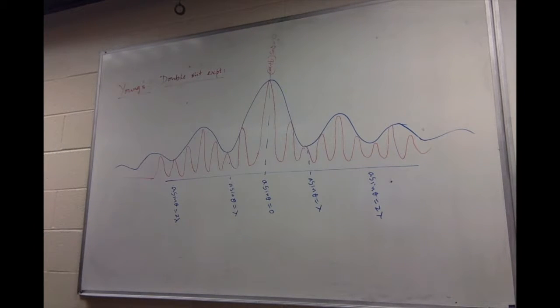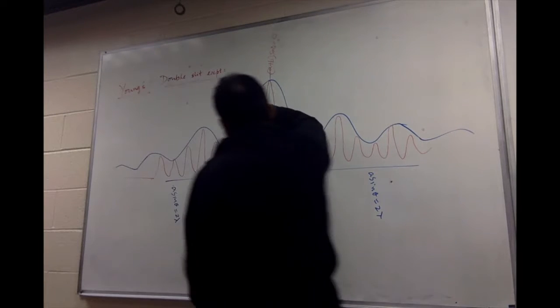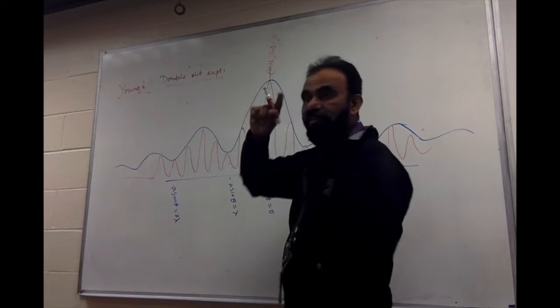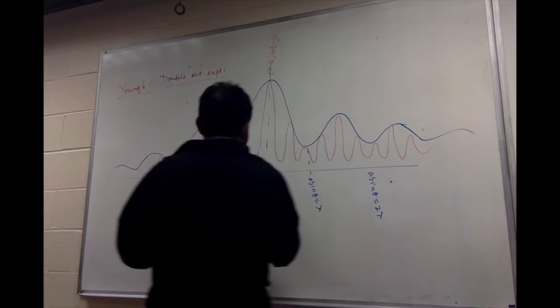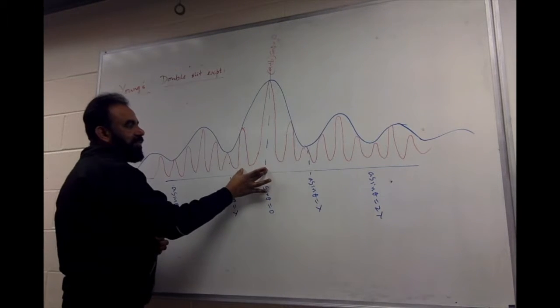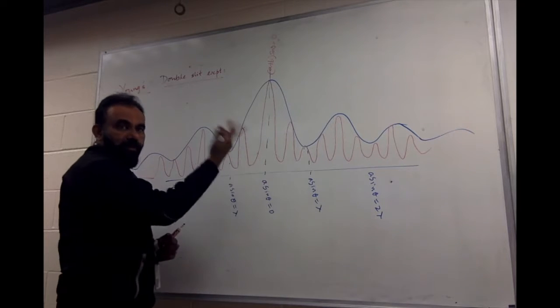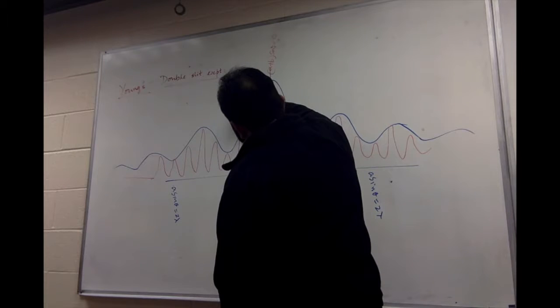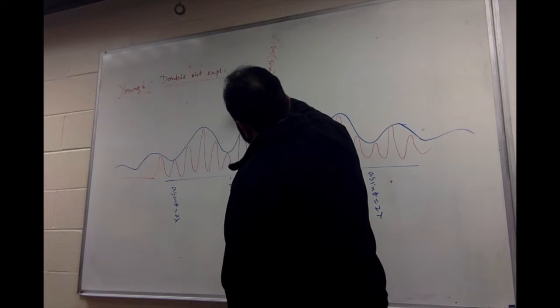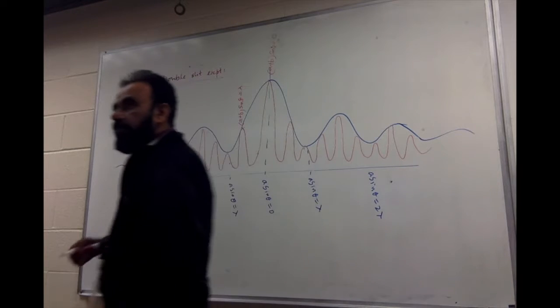The middle one. What is the condition for this, the next brightness? By the way, what is this gap supposed to be called? Bandwidth. Okay, so what is the condition that this will appear? A plus B sine theta is equal to lambda.